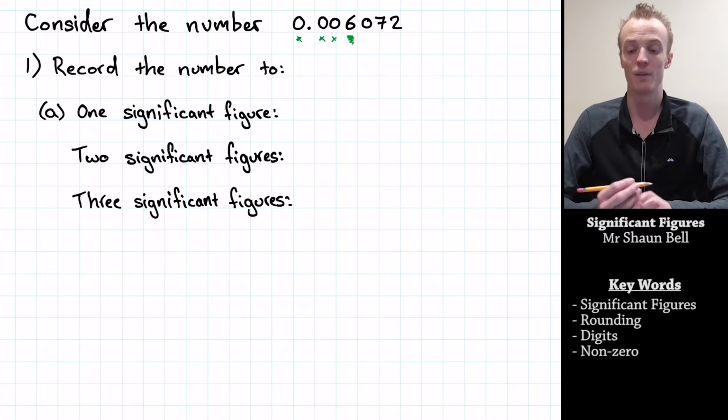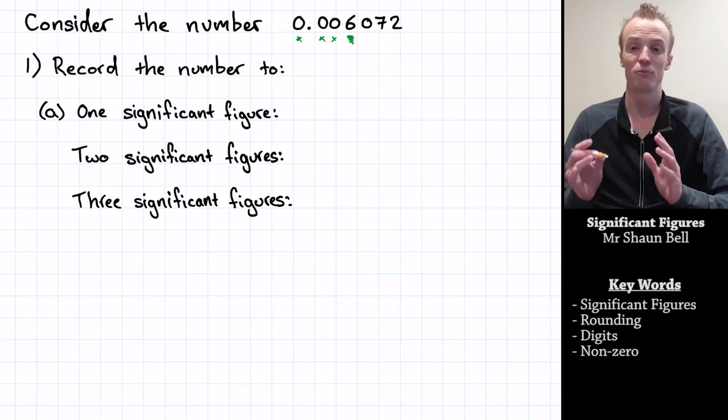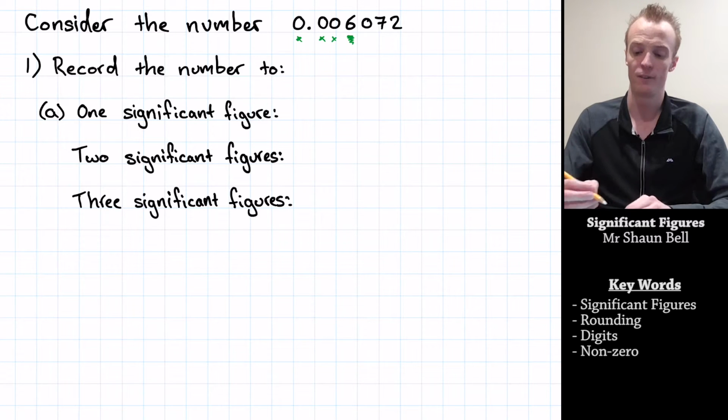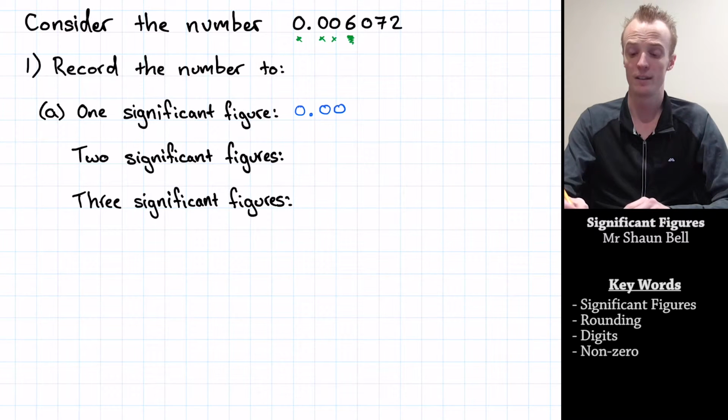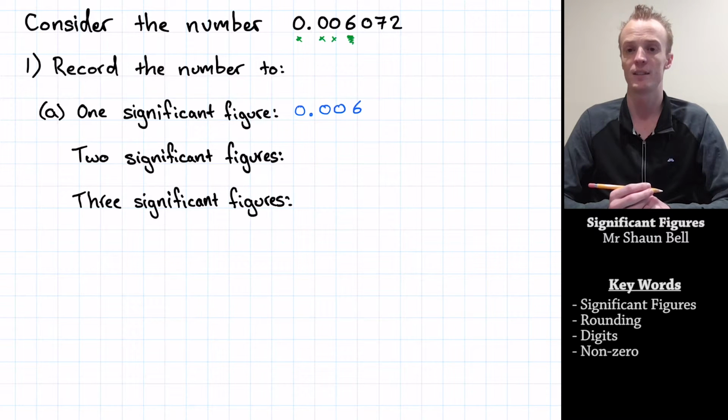So to record this number to 1 significant figure, I need to round my number to the first significant figure. So that's going to be 0.00. I have a look at the digit after the first significant figure, which is a 0. So the 6 remains the same. So to 1 significant figure, it is 0.006. But what about 2 significant figures?